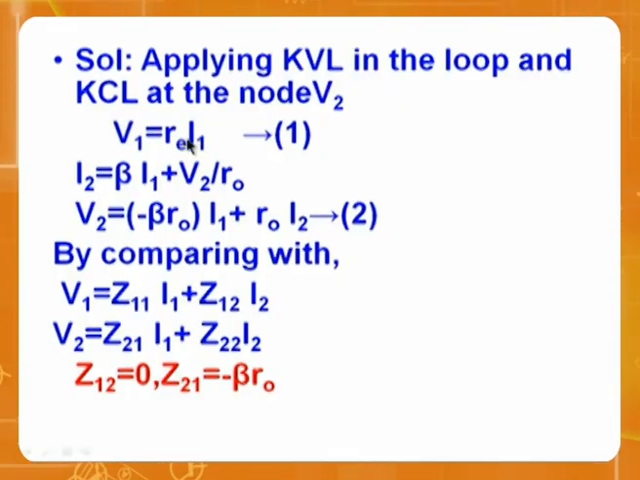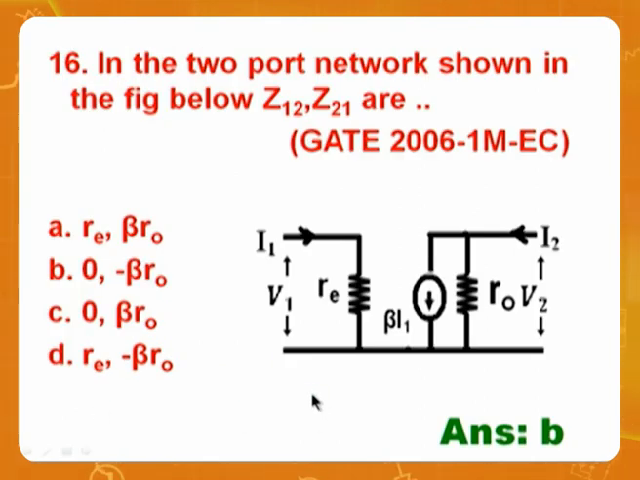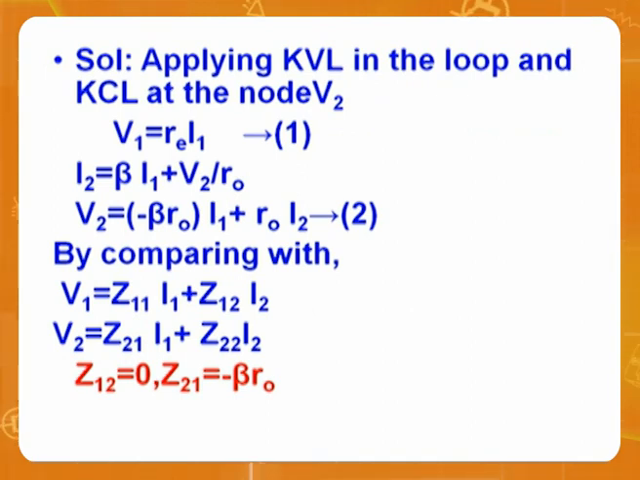Apply the equation, V1 is IE into RE. So what is the value of Z11? You look here, 0. I2 is equal to beta I1, and V2 by R2, so V2 is equal to minus beta R1 I1. So he is asking what values are here. Compare this. In the place of Z12, how much is here? 0. In the place of Z21, how much is here? Minus beta R2. So these are the two answers, 0 and minus beta R2. So the option is clearly B. Look at the option there, B.